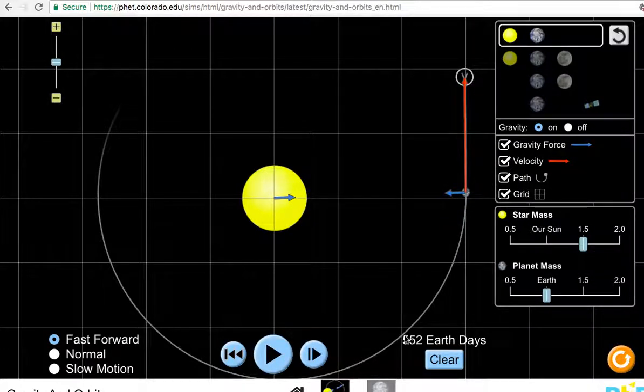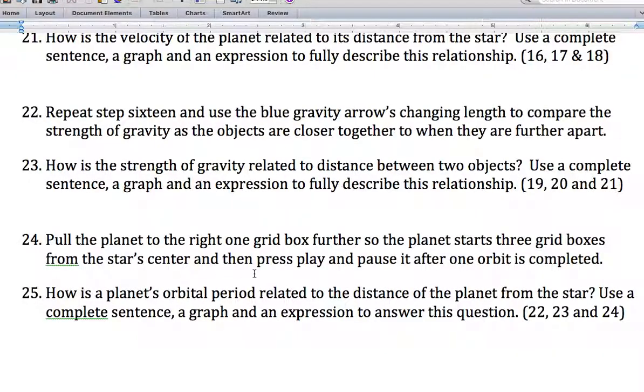So look what happened. It's going to now take 552 Earth days, whereas when it was right here, it was only 200 Earth days. And that's because we had increased the mass of our star to 50% more than the Sun. So what we want to look at is how the orbital period is related to the distance of a planet from the star, or the orbital distance. So let's complete a sentence, draw a graph, and come up with an expression.